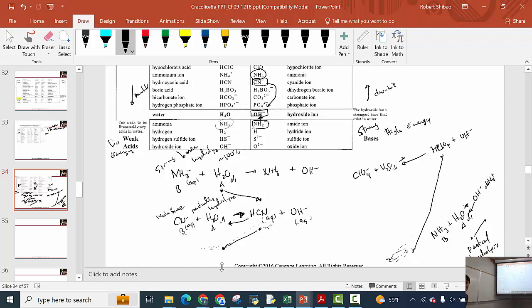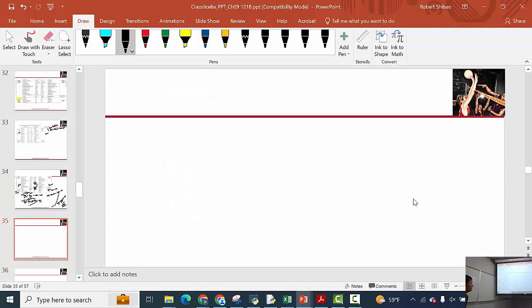Whereas, let's take another example here. Sulfide in water hydrolyzes water. Sulfide is the base, water is the acid. What forms?